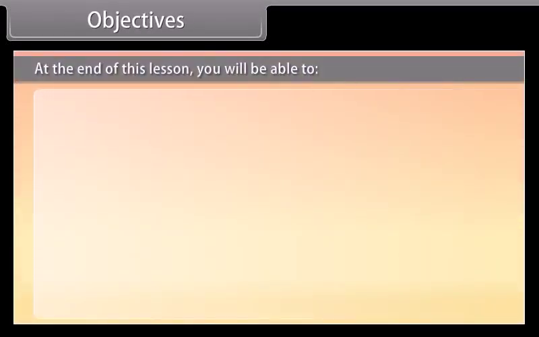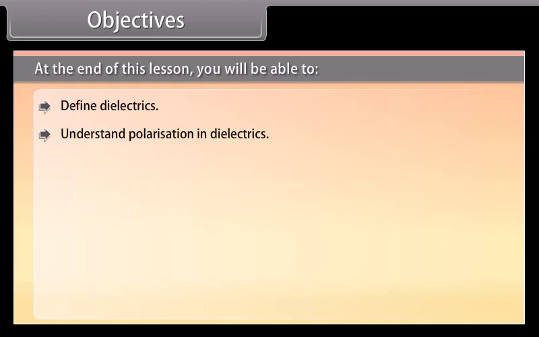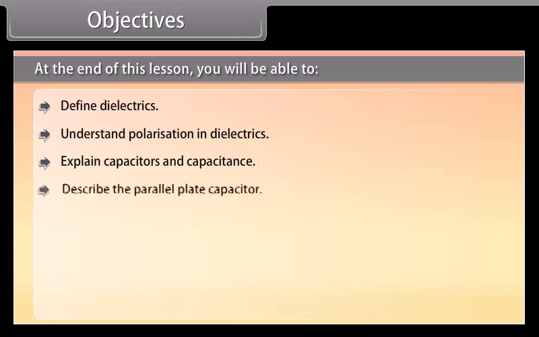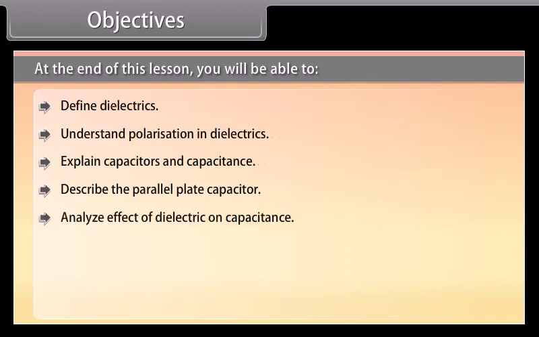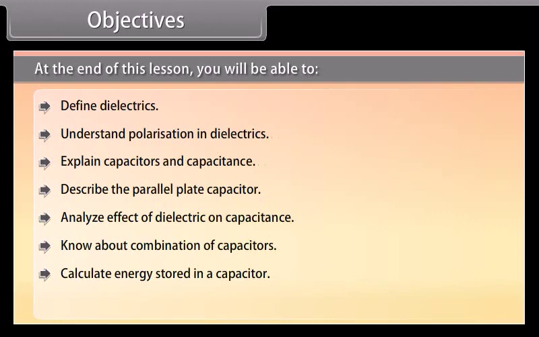At the end of this lesson, you will be able to define dielectrics, understand polarization in dielectrics, explain capacitors and capacitance, describe the parallel plate capacitor, analyze effect of dielectric on capacitance, know about combination of capacitors, calculate energy stored in a capacitor, understand Van de Graaff generator.